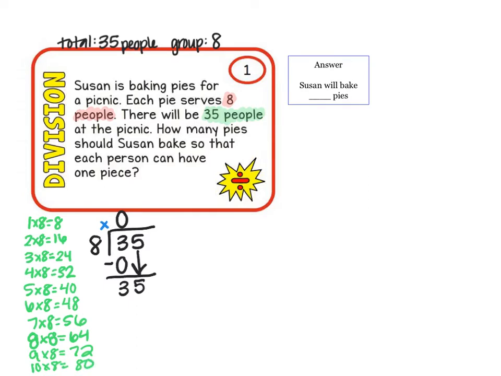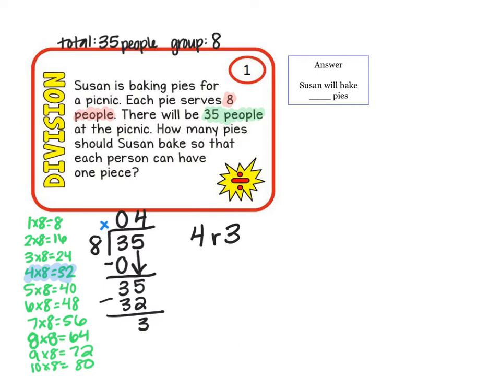So I'm looking for the multiple that's close to 35 but not over it. So 32 is close to 35 but not over it. If I were to go up to 40, 40 is more than 35, so I know I'm not going to use that one. So then that's 4 groups of 8. So 4 groups of 8 can fit inside 35. When I multiply, I get 32. Subtract, I get 3. So my quotient is 4, remainder 3.